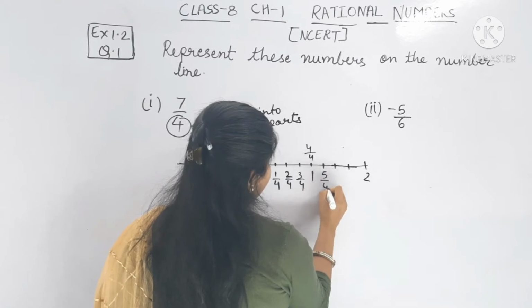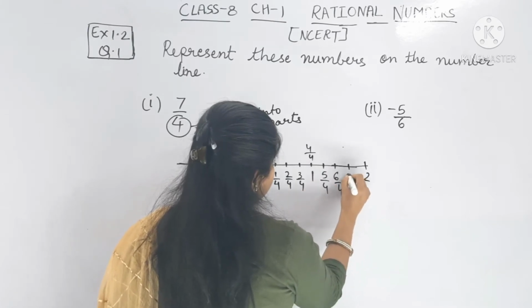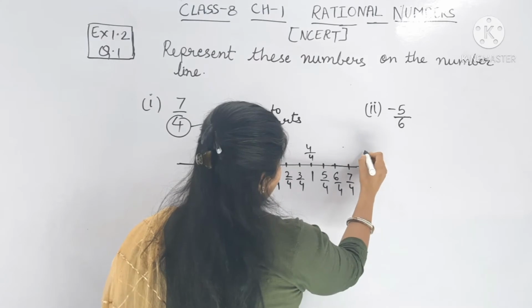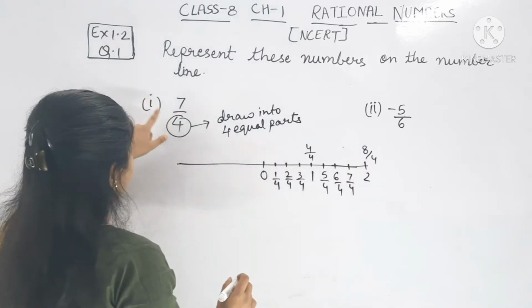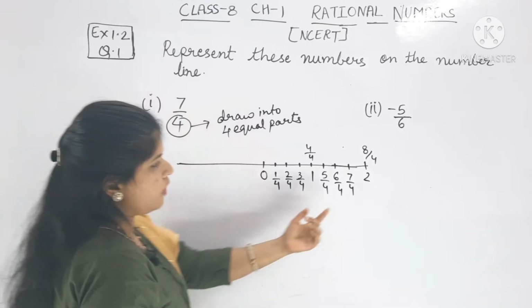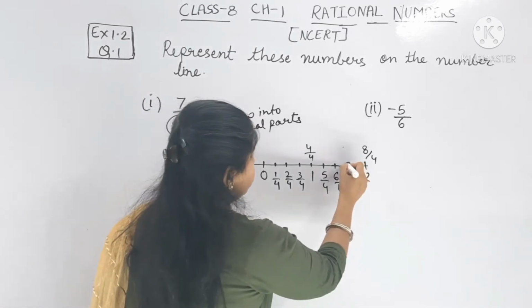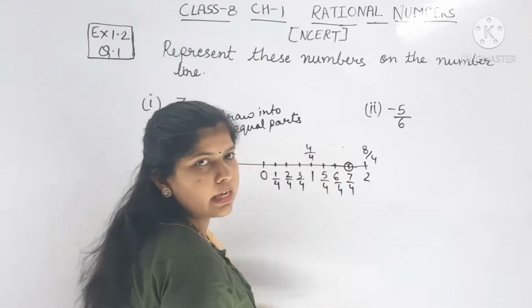Now this is 5 by 4. This is 6 by 4. This is 7 by 4. And you can write 2 as 8 by 4. So we have to represent this 7 by 4. So where it comes? This is here. So you can represent like this.